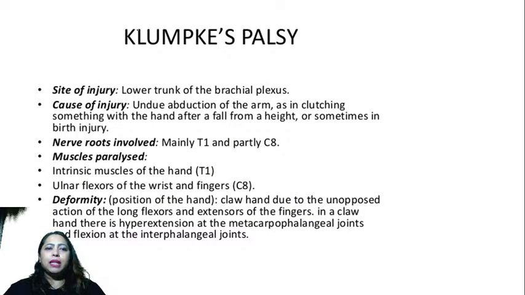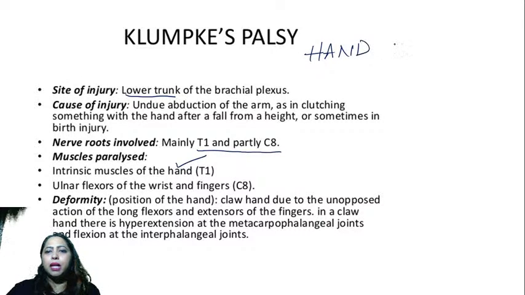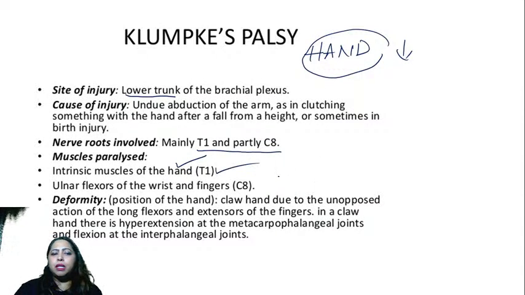So next one, Klumpke palsy. Klumpke palsy is the lower trunk. So that was upper trunk. This is lower trunk. And you can see the nerve roots involved T1 and C8. And then you can see the intrinsic muscles of the hand. So what is paralyzed here? Hand muscles. Mainly hand muscles are paralyzed, not working. You can see the ulnar flexors of the wrist and fingers that are supplied by C8.